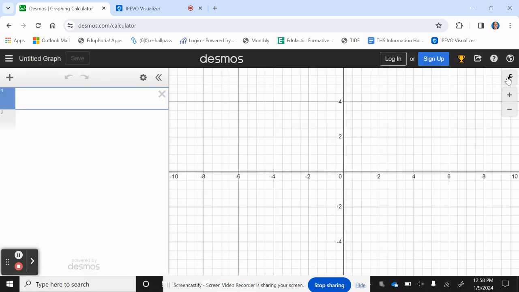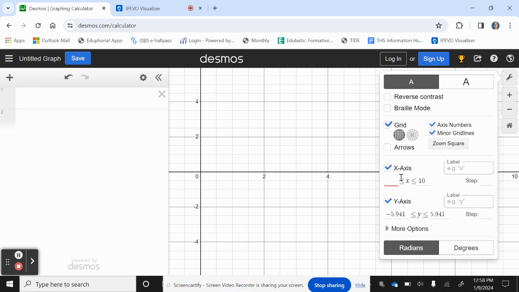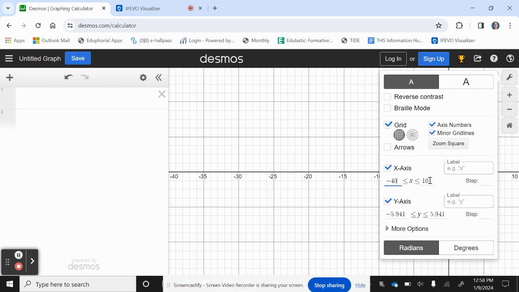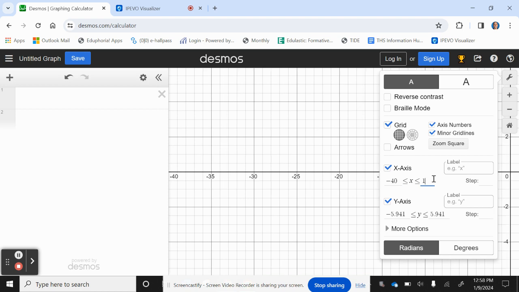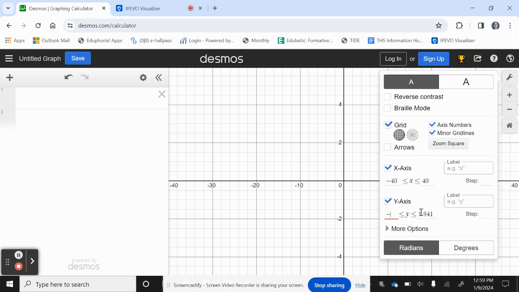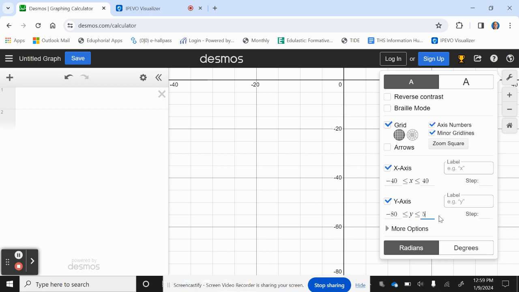All right, before I do anything else, I need to adjust the window to match the paper. So negative 40, 240, negative 80, 280.